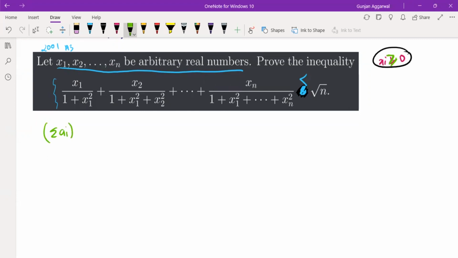Wait, how can we assume xi is positive? If it's not positive, let's say some xi is negative, then if I change the sign of xi, except for the ith term, the rest of the terms stay the same, and the ith term only increases, and we have to maximize this.